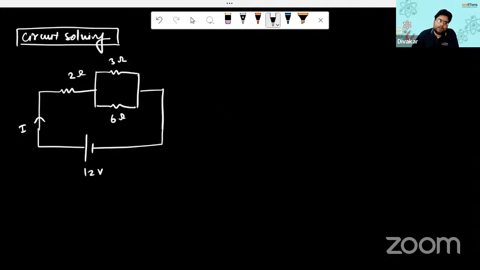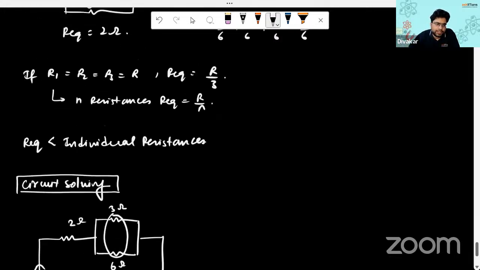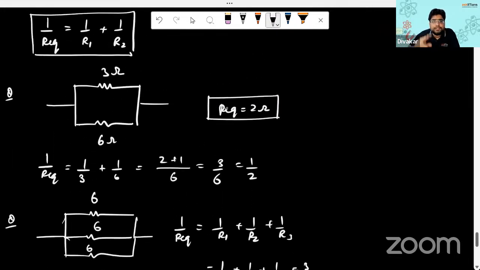Now understand how to find out the current in this circuit. So if you see this combination closely, you will be able to identify that 3 and 6 ohm are the resistances that are in parallel. They are connected across the same terminal, so parallel. So first what I'll do is I'll solve these two. When I solve these two, I'll get 1 by 3 plus 1 by 6, which I have solved here, and I get the equivalent as 2 ohms.